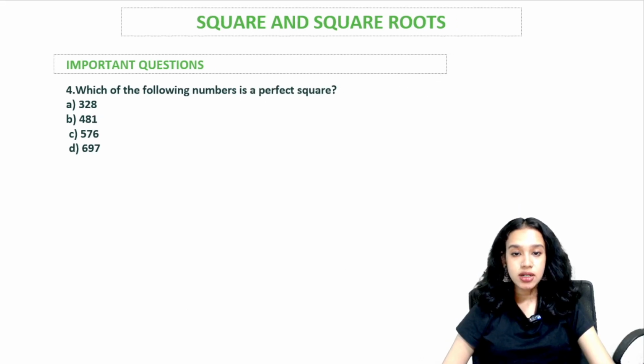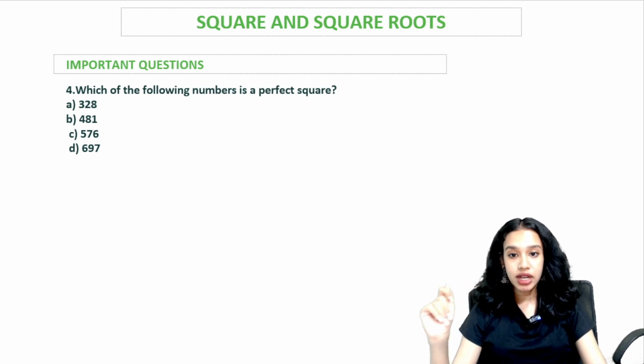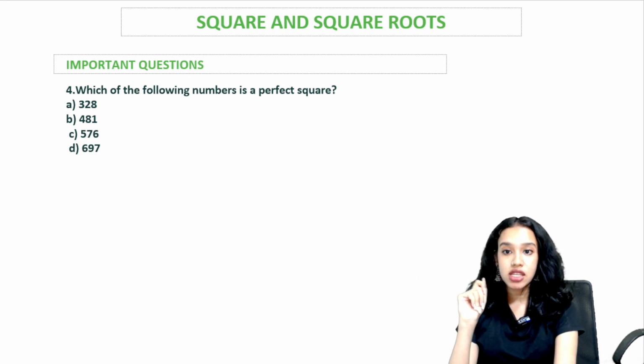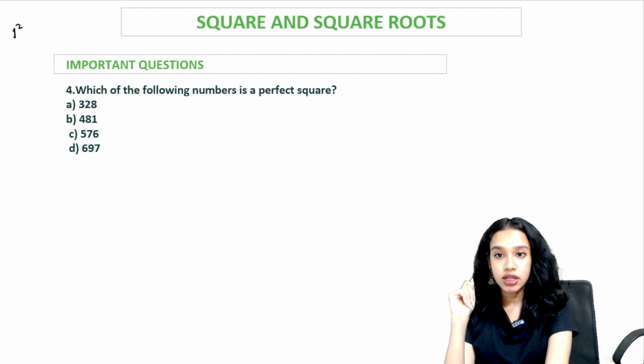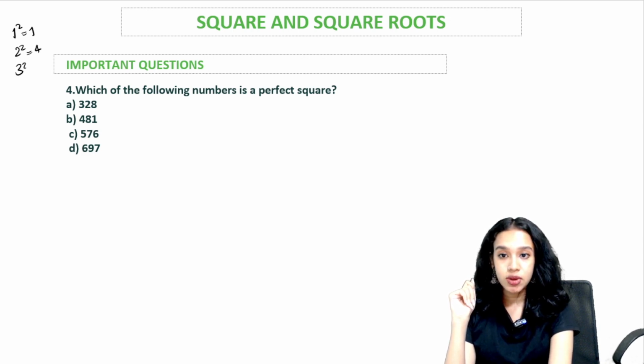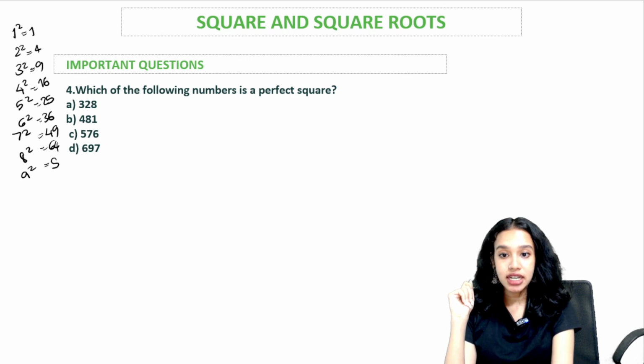Let's solve the next question. Which of the following numbers is a perfect square? So in this question, we have to find the perfect square. When we are checking the squares of a number, we have 1 square equal to 1, 2 square equal to 4, 3 square equal to 9, 4 square is equal to 16, 5 square is equal to 25, 6 square is equal to 36, 7 square is equal to 49, 8 square is equal to 64, 9 square is equal to 81 and 10 square is equal to 100, right?